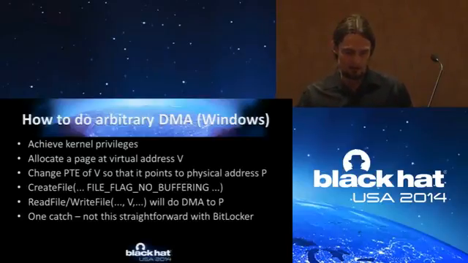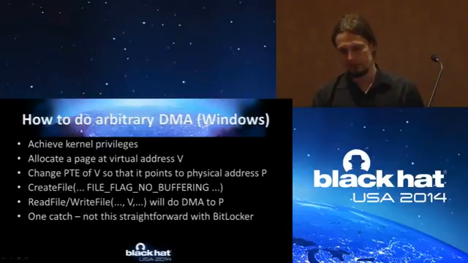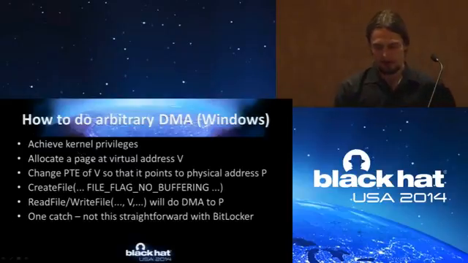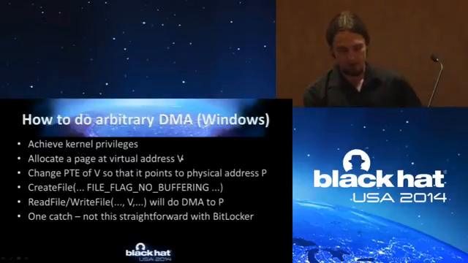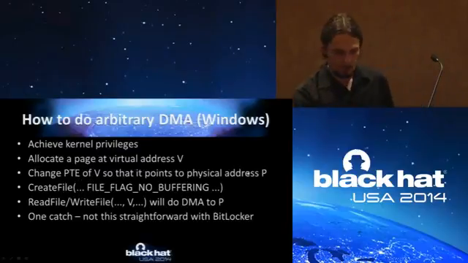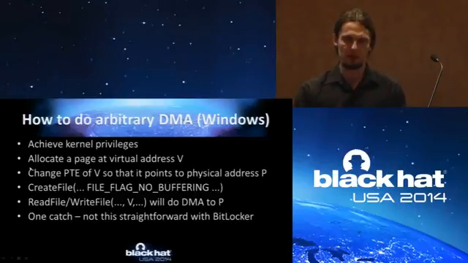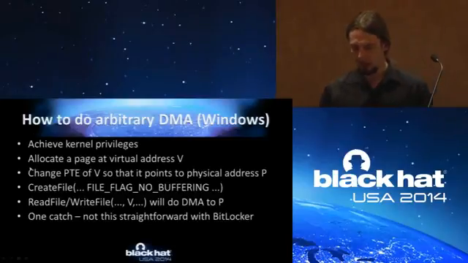So how do you do it? First of all, you have to have kernel privileges, right? Then the algorithm is you allocate a page at some virtual address V, and then you change the page table entry of V so that it points to physical address P. This step is crucial because by messing with the page tables, you fool the Windows operating system, you lie to it about what the actual physical address associated with this virtual address V is.